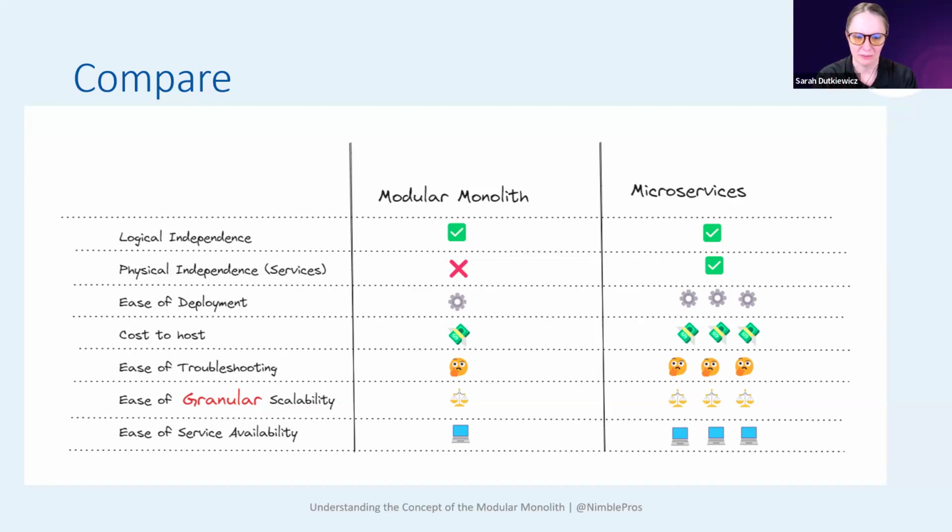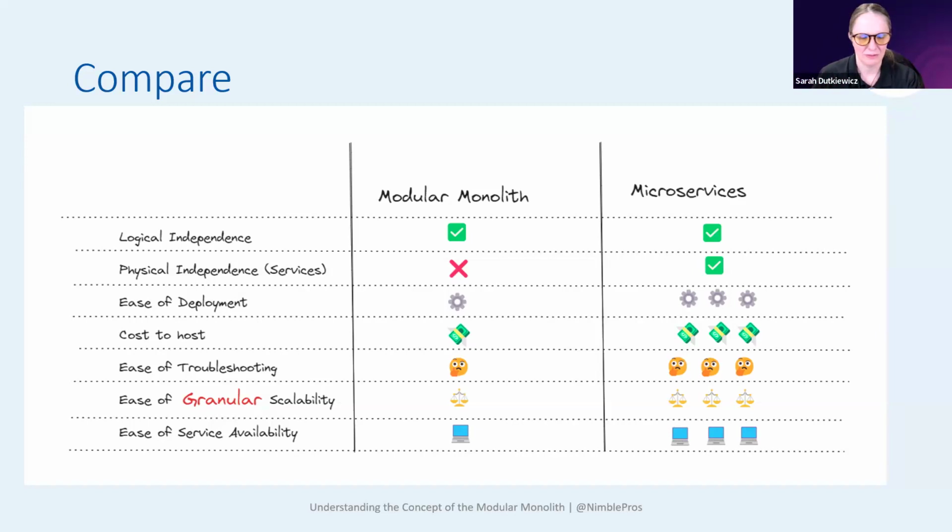When it comes to ease of deployment, you're only deploying one thing for the modular monolith, whereas with microservices, you're dealing with the individual services and their deployments. So that's why ease of deployment is a little harder, and it's more gears in this case. When it comes to more gears and more computers and more resources, it's also going to be more costly to host. So microservices are definitely more costly if you have to go that route.